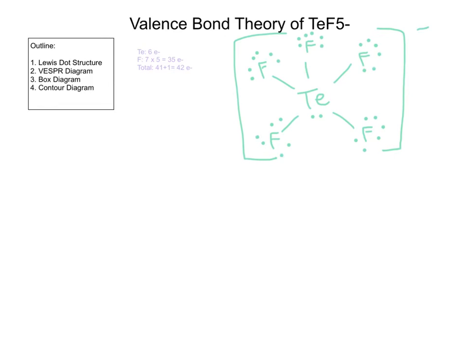Now that we have our Lewis dot structure, we need to count the electron groups around the central atom in order to create our VSEPR diagram. So we have 1, 2, 3, 4, 5, and 6 with a lone pair, which means our VSEPR diagram is going to be an octahedral, which I'll draw for you now.